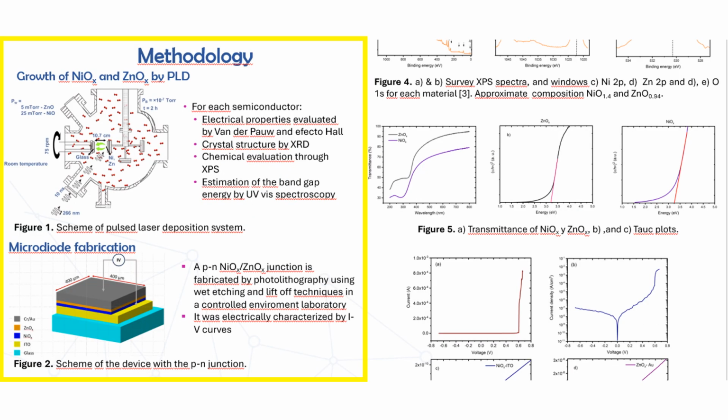Clean glass substrates were used to fabricate the devices. Nickel oxide and zinc oxide ultra-thin films were grown at room temperature under 25 and 5 millitorr oxygen pressure, respectively, using nickel and zinc metallic targets. To ensure that the thin films were metal oxides, chemical composition measurements were taken through X-ray photoelectron spectroscopy.